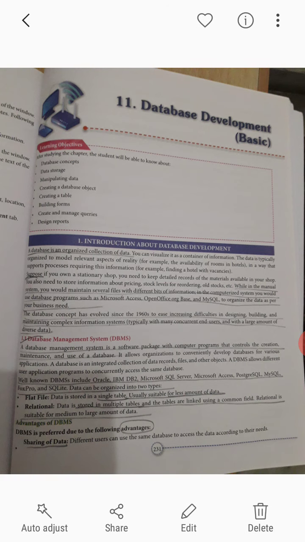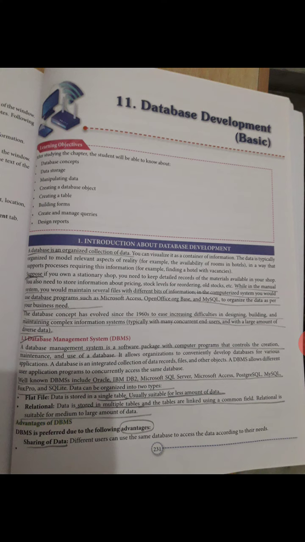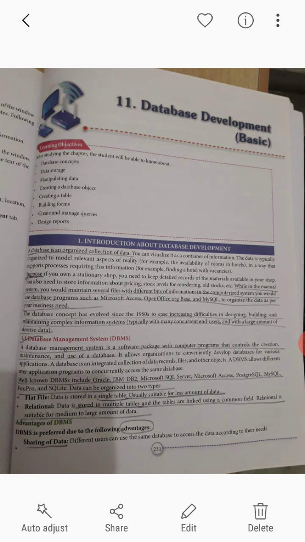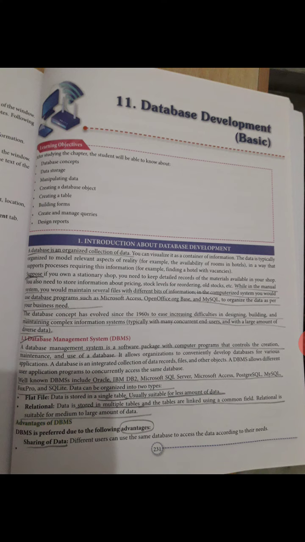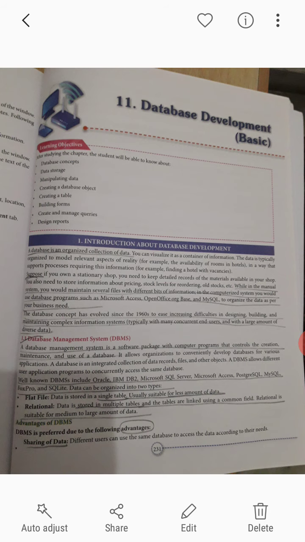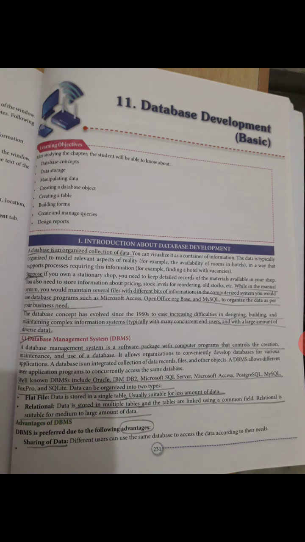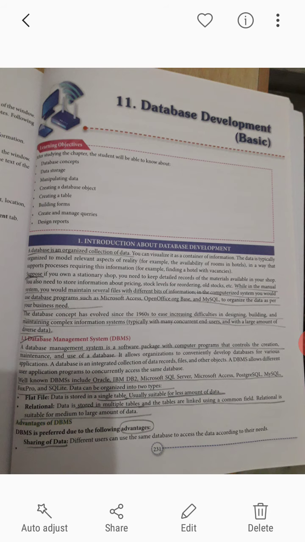In flat files, the data is stored in a single table, usually suitable for a small amount of data. Next is relational. Its data is stored in multiple tables and the tables are linked using a common field, and it is suitable for a medium to large amount of data. What is the difference between both? Flat files means a single table, suitable for a small amount of data. The second is relational, stored in multiple tables and suitable for a medium to large amount of data.